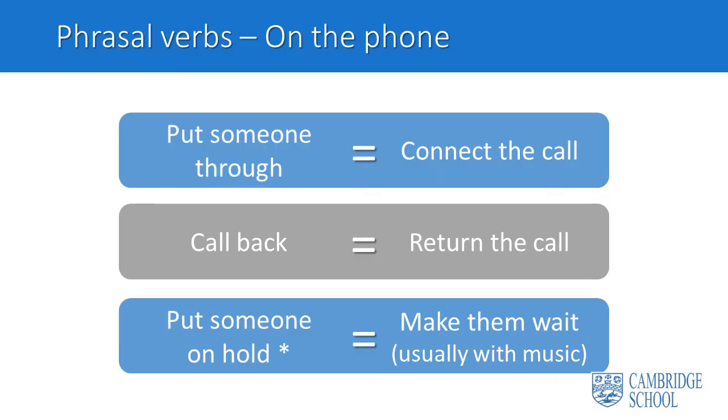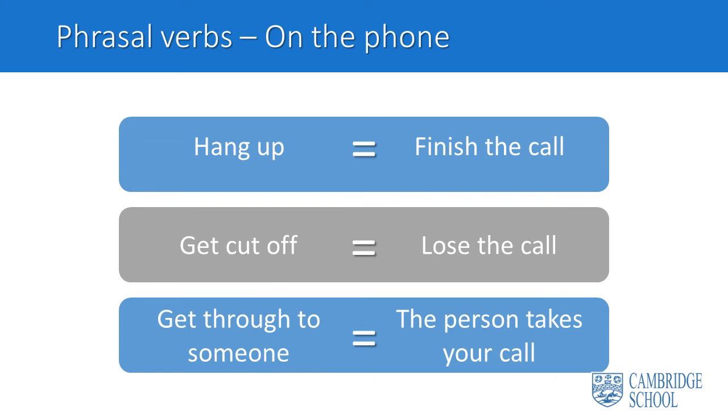Okay, let's look at those phrasal verbs one more time. Put someone through, put me through. Put someone through means to connect the call. Call back means return the call. Put someone on hold means to make somebody wait, usually with music. Hang up means when you finish the call. To get cut off means to lose a call because of a technical problem or some kind of accident. Get through to somebody means the person takes your call.